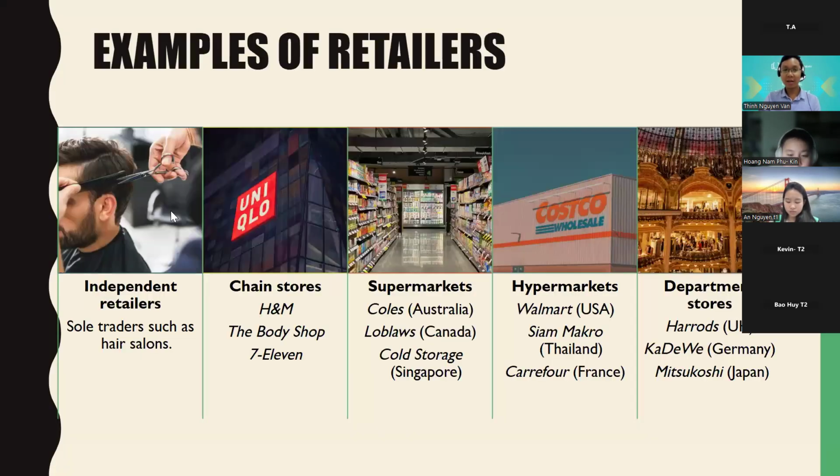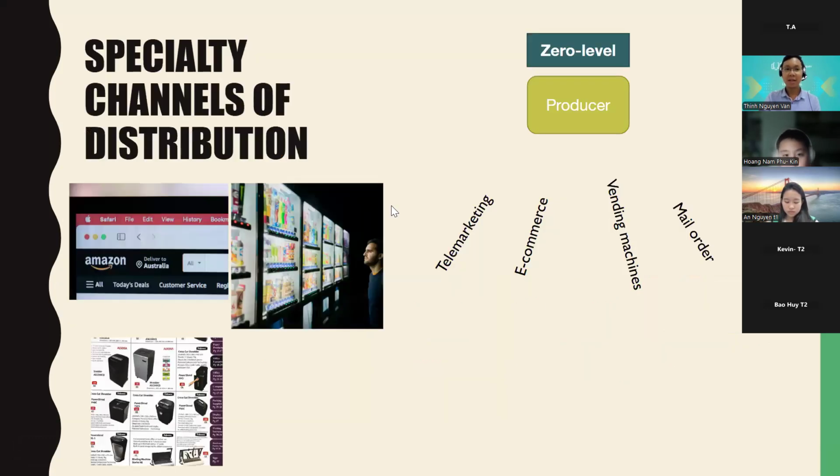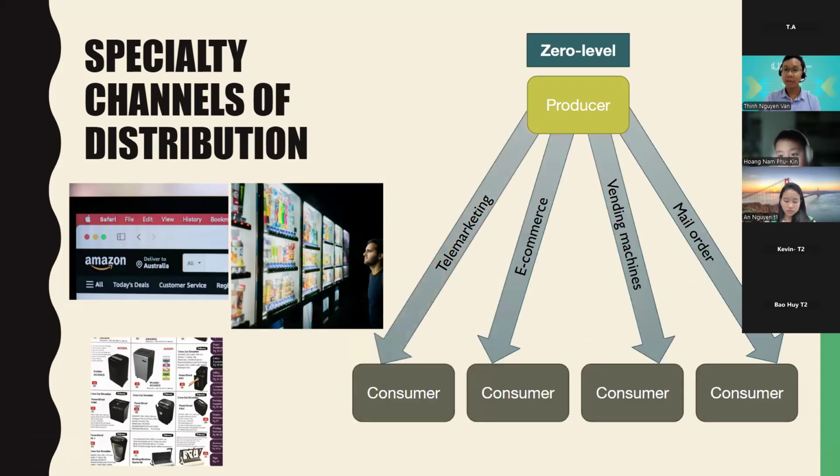Yes, there are some examples here. You can have a look at home. Here are some examples of the 0 level that you can think of, like e-commerce, a website, or some platform for shopping like Lazada, a vending machine, direct from the producers to consumer, mail order. Just some examples for you to consider and have a look at home.